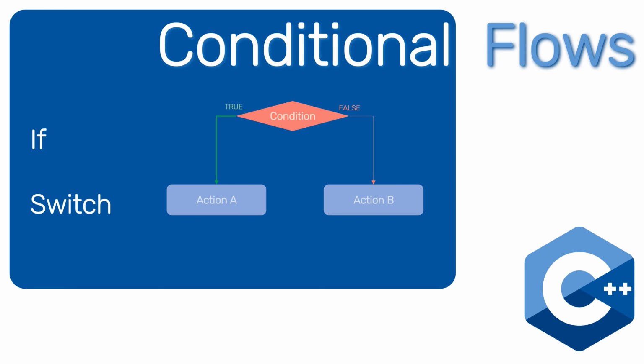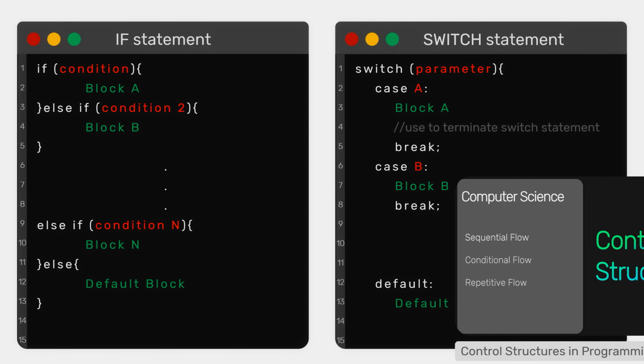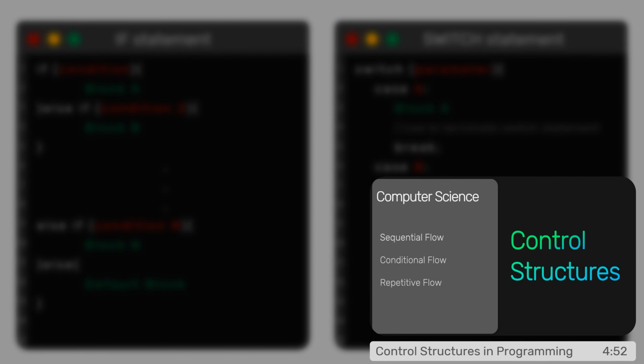In this video, I'm going to show how to implement conditional flow in C++. In C++, we have two major types of conditional flow statement: if statement and switch statement. If you don't know what conditional flow is, you can watch my previous video which talks about the control structures in programming. The link of the video is provided in the description and comment sections.